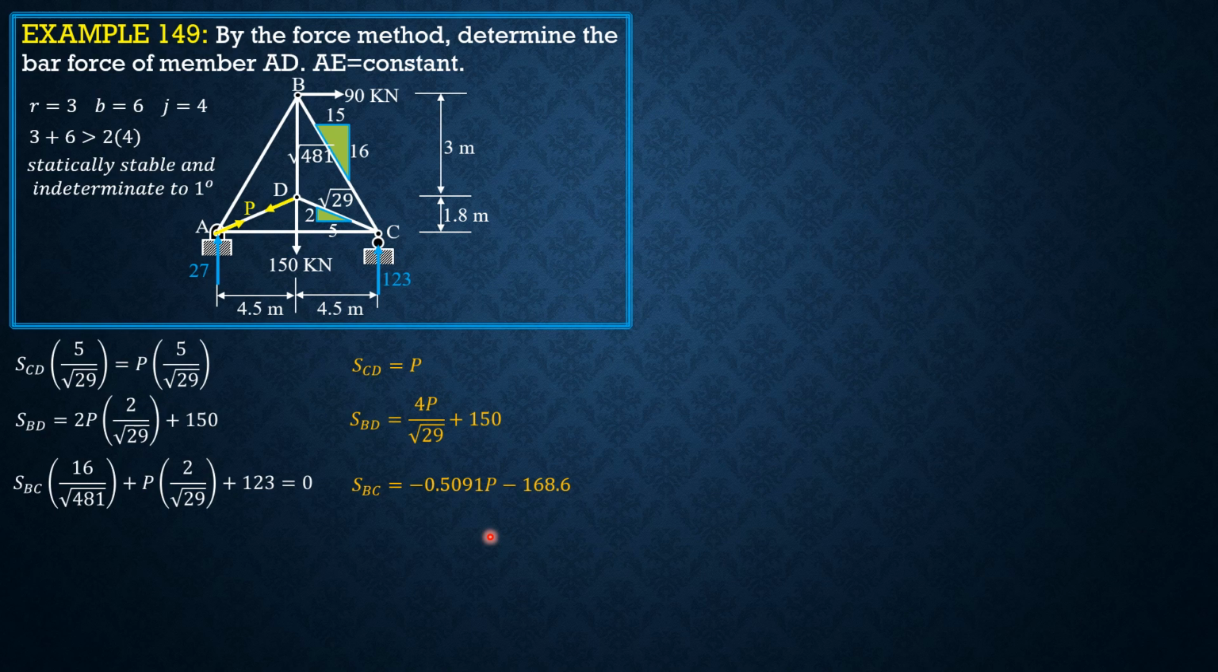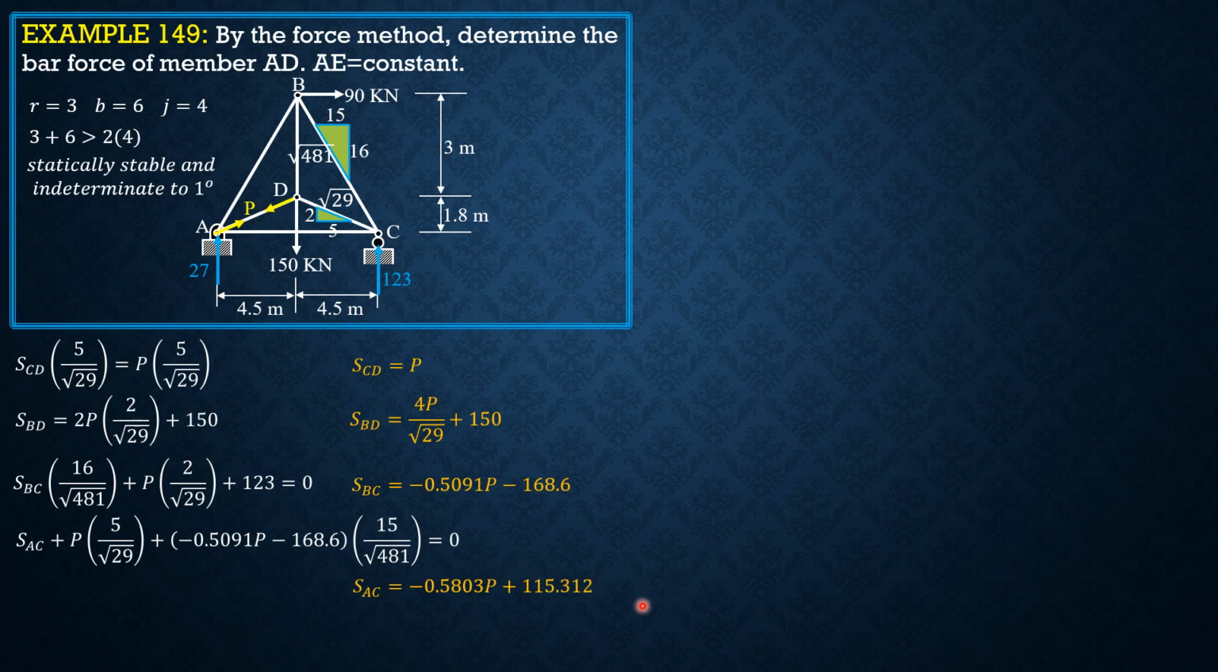And summation of forces horizontal, considering leftward positive. So SAC plus P times 5 over square root of 29, the horizontal component of SCD, plus the horizontal component of SBC, which is negative 0.5091P minus 168.6 times 15 over square root of 481, equals 0. So simplifying, SAC is equal to negative 0.5803P plus 115.312.